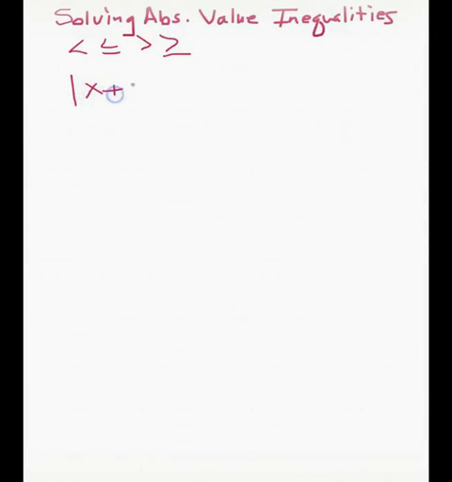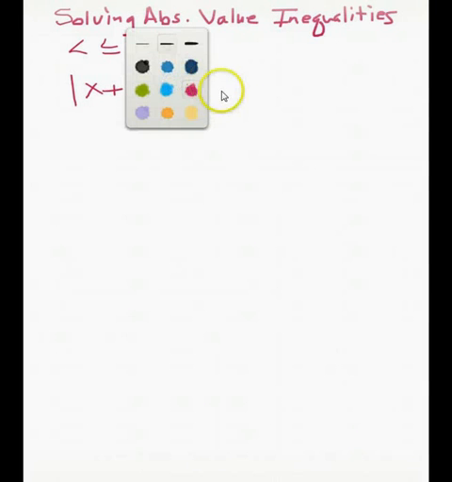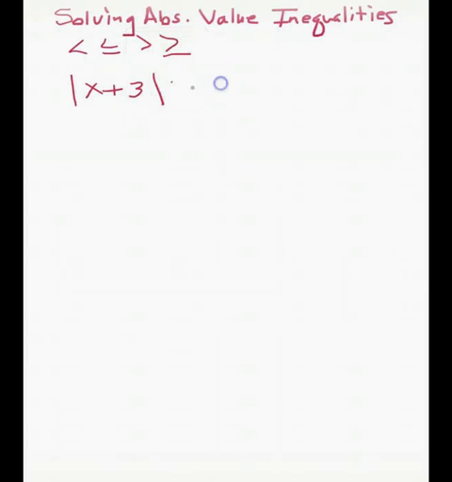The absolute value of x plus 3 is less than 5.